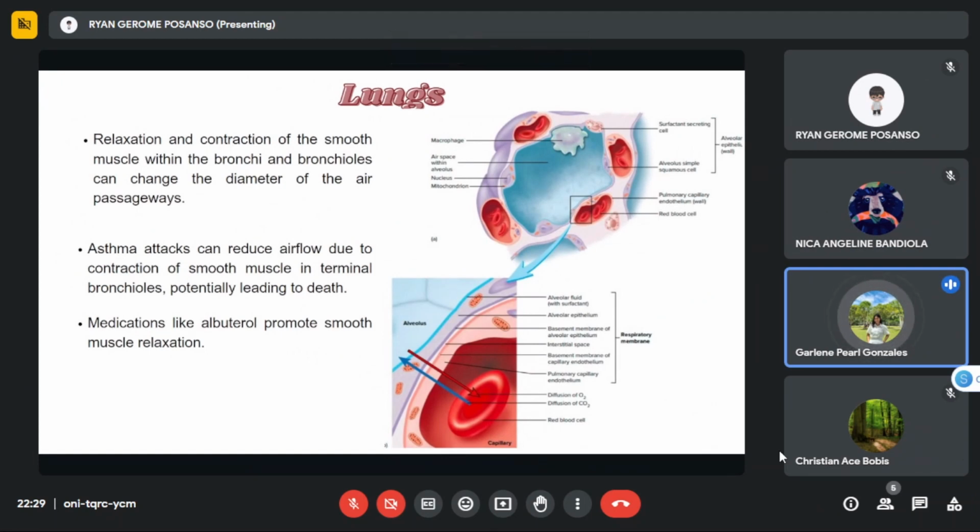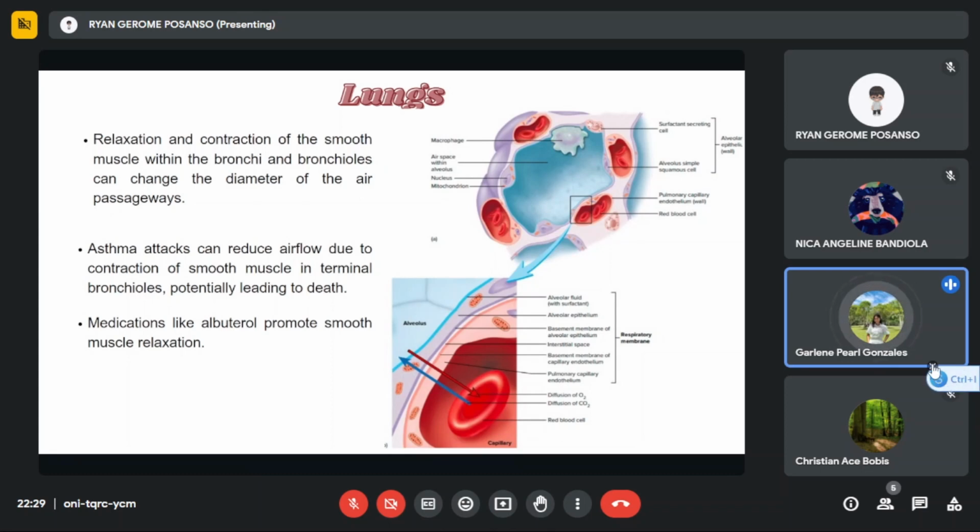Relaxation and contraction of the smooth muscle within the bronchi and bronchioles can change the diameter of the air passageways. Moreover, asthma attacks can reduce airflow due to contraction of smooth muscle in terminal bronchioles. In severe cases, air movement can be so restricted that death results. Fortunately, medications like albuterol promote smooth muscle relaxation.